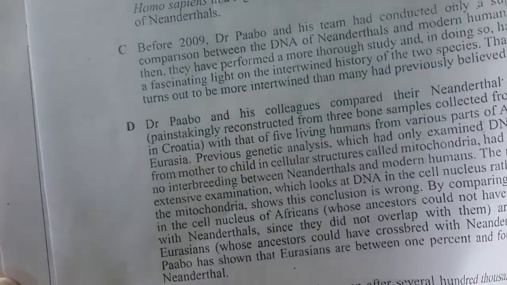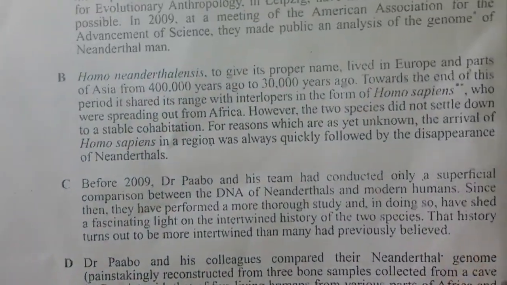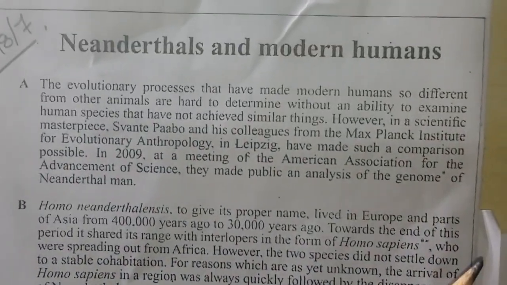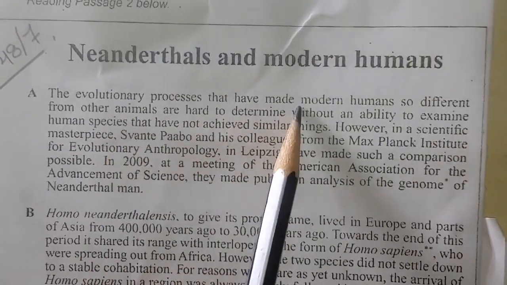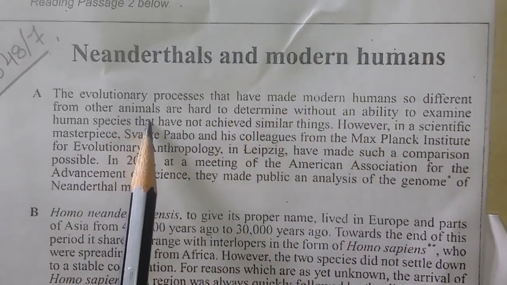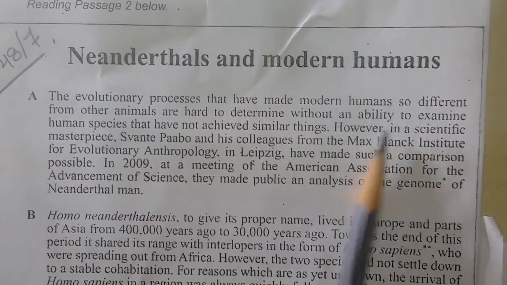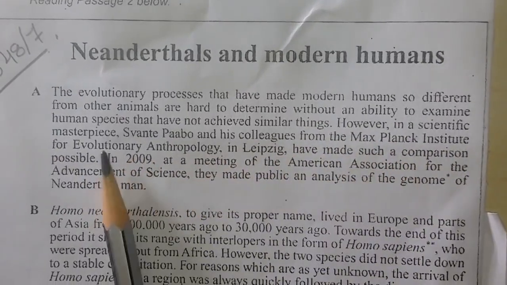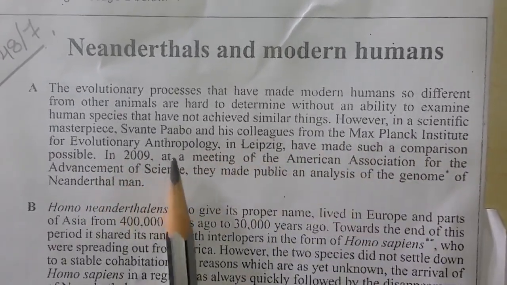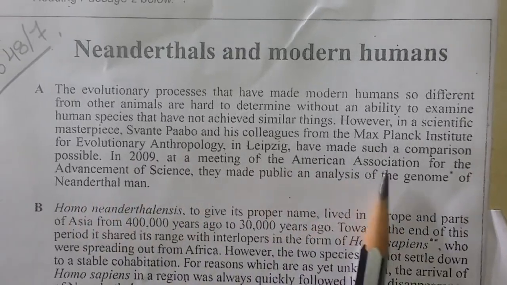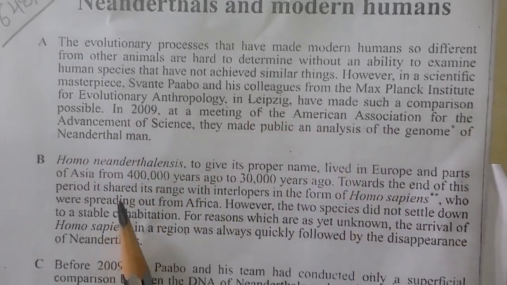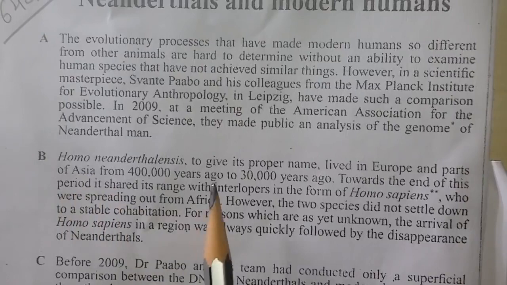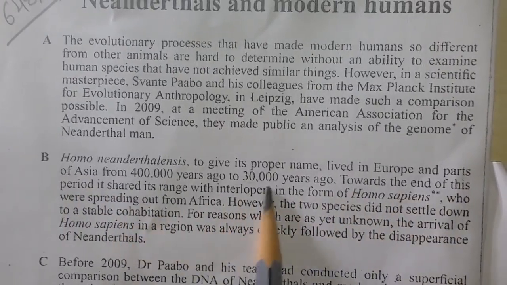So, this is my passage. I have to start from here. Made modern humans so different from other animals are hard to determine without an ability to examine. I am searching my line here. What I will do, I will first find the answers, then I will try to explain with you. Now, I am in paragraph B. You can check please.